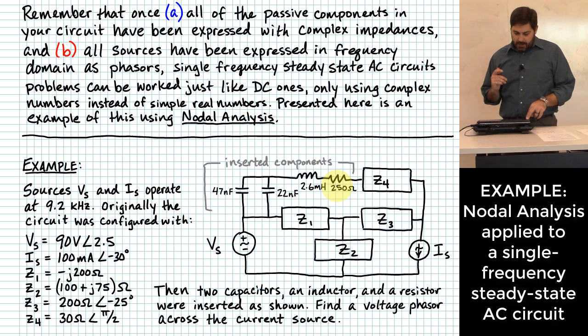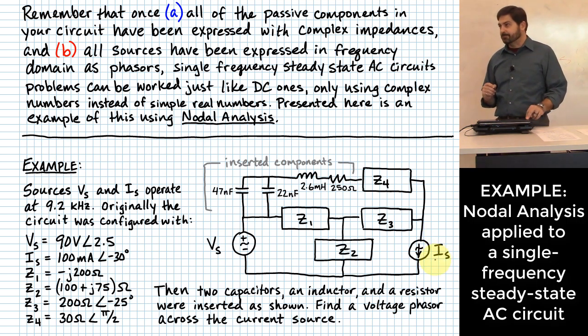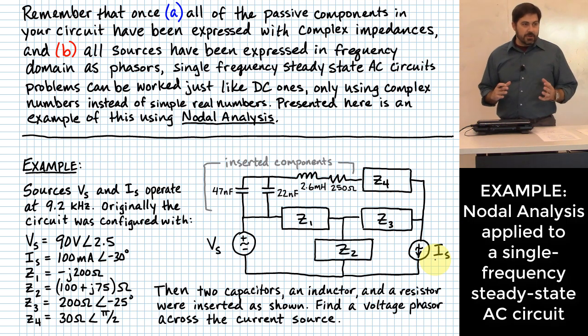What we need to do is find the voltage phasor across the current source, I sub S. I'm trying to figure out what that voltage is across that current source over there. There's probably not just one acceptable method for this problem, but the one I want to show you today is the nodal analysis method. So I'm going to get started with that.